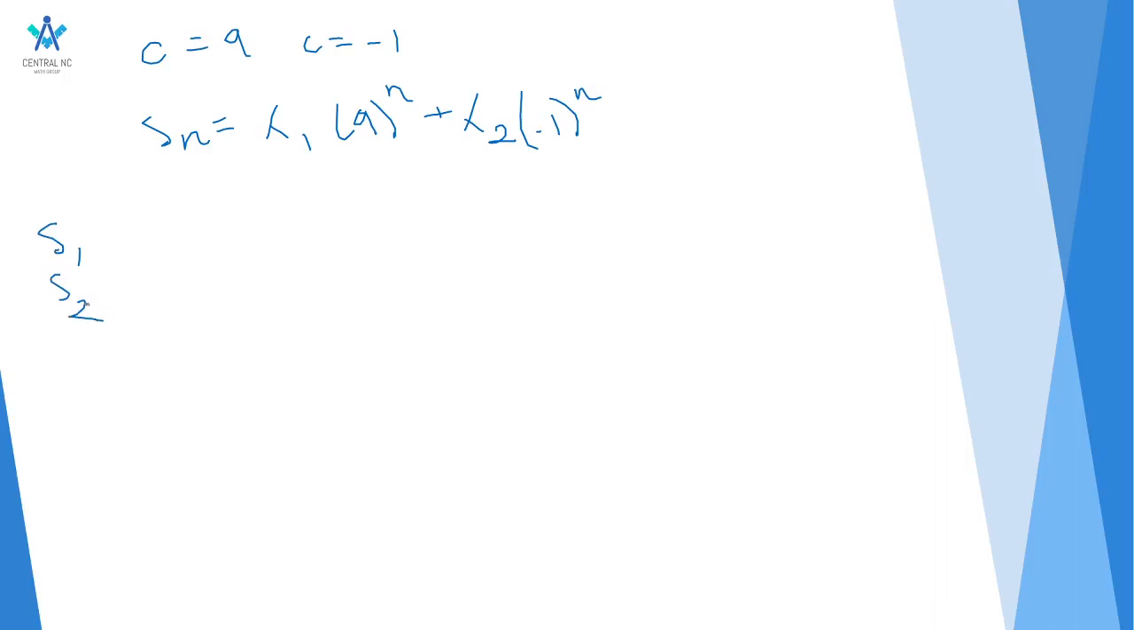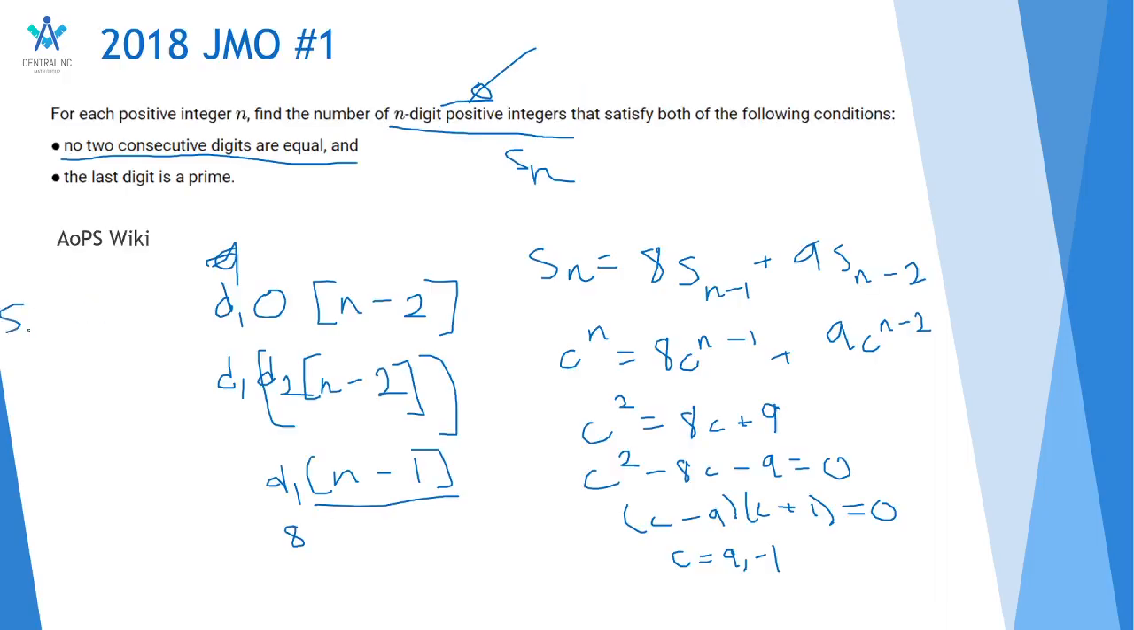We have c equals 9 and c equals negative 1. So now we know that we can write s of n as a combination of these two with our lambda coefficients: lambda 1 of 9 to the n plus lambda 2 of -1 to the n. We also want to solve for these, but we need two values of s of n first. So we need the value of s of 1 and s of 2. Going back to the question, let's calculate these and come back. Calculate off to the side.